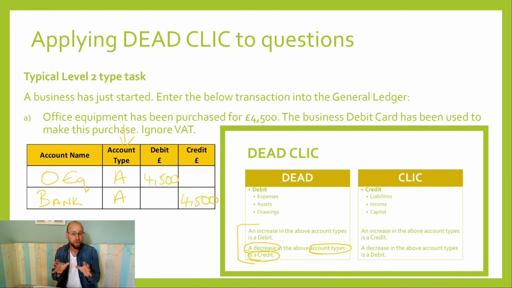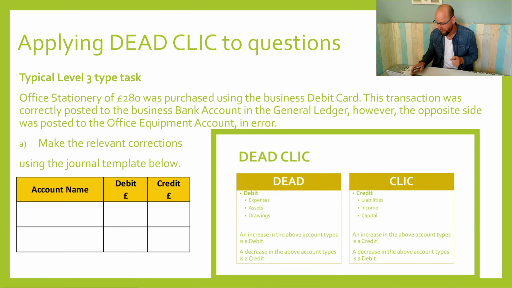So I've looked at some level 2 type questions, but I don't want to leave you level 3 students out as well. So let's take a look at a typical level 3 type question, looking at journals. You can see here we've got office stationery of £280 being purchased using the business debit card. This transaction was correctly posted to the business bank account in the general ledger. However, the opposite side was posted to office equipment in error. Let's make the relevant corrections.